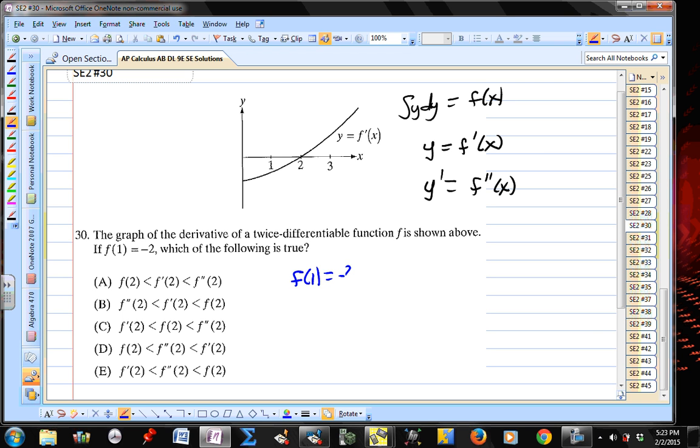If they gave us that f of 1 is negative 2, to find the value of f of 2, what we would have to do is take negative 2 plus the integral from x equals 1 to x equals 2, which can be represented graphically as some type of value of this area. Now, we can't get an exact value here because we don't know what function they gave us, but we can tell that the positive change in x and negative change in y is going to make a negative value, and it's going to be some value which is less than negative 2. Okay, that's just for starters.